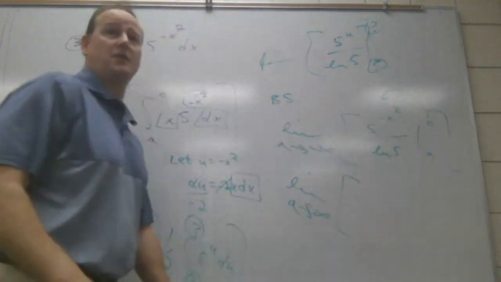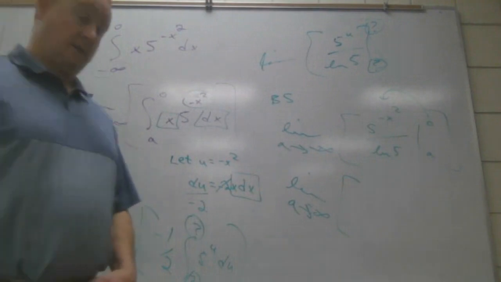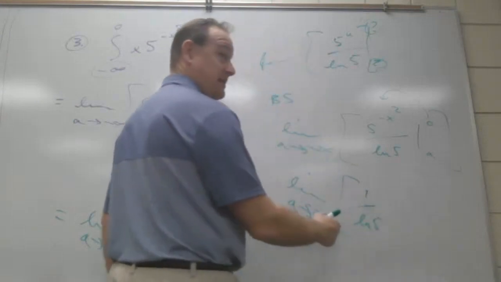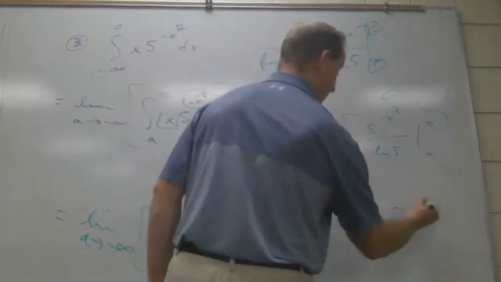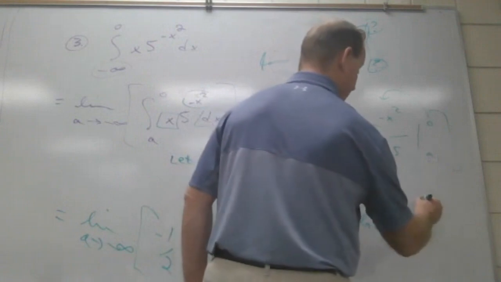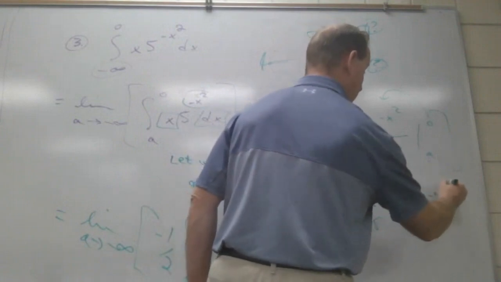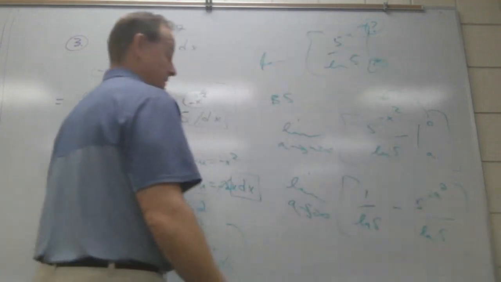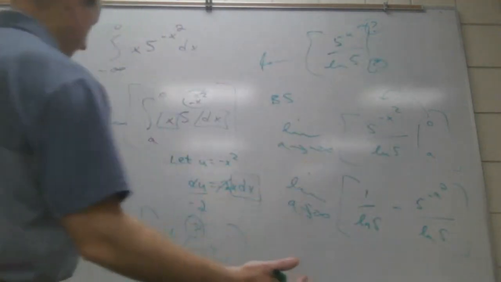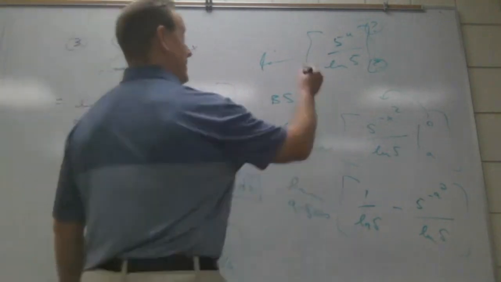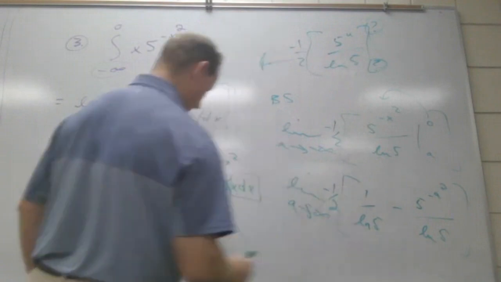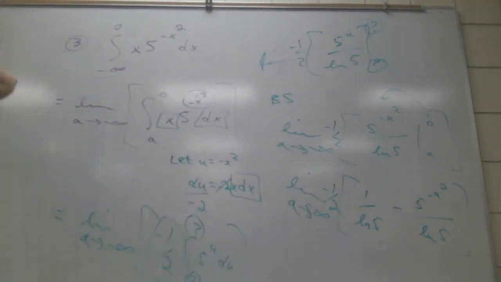Anyway, plugging in 0, 5 to the 0 power is what? 1. So it's 1 over natural log 5, which is just a constant, right? Natural log 5 is a number, minus 5 to the minus a squared over natural log 5, correct? And then times minus, did I have a minus a half somewhere? I left that off. Minus a half. Sorry, that was here. Okay. So I needed the minus a half.